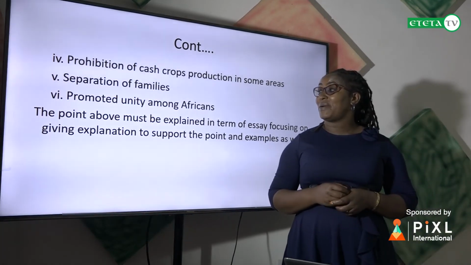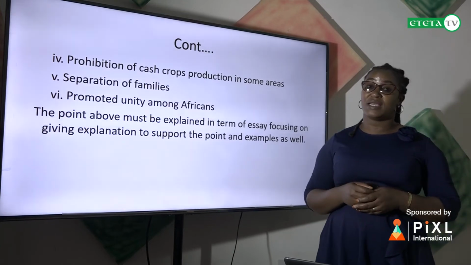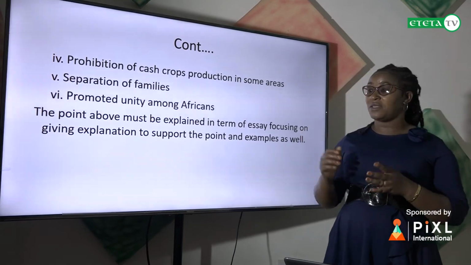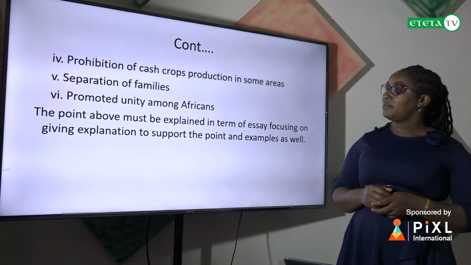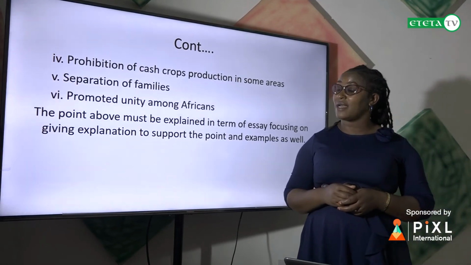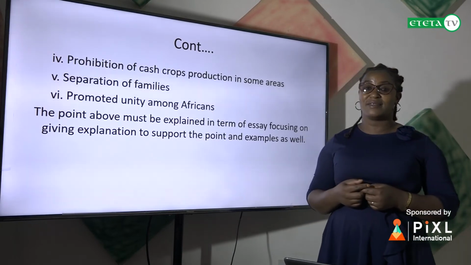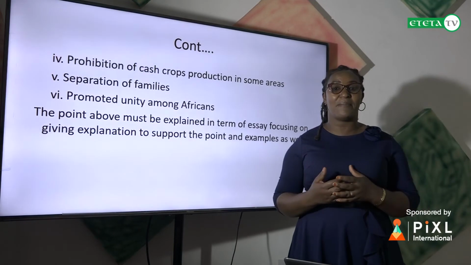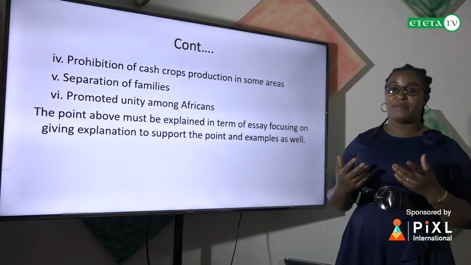Number 5, separation of families. In some areas, the Africans were taken far away for the purpose of working for the colonialists and left their families at home. Number 6, promoted unity among Africans. A time came when Africans realized that colonialists were there for the purpose of exploiting them, so they had to fight for their liberation.